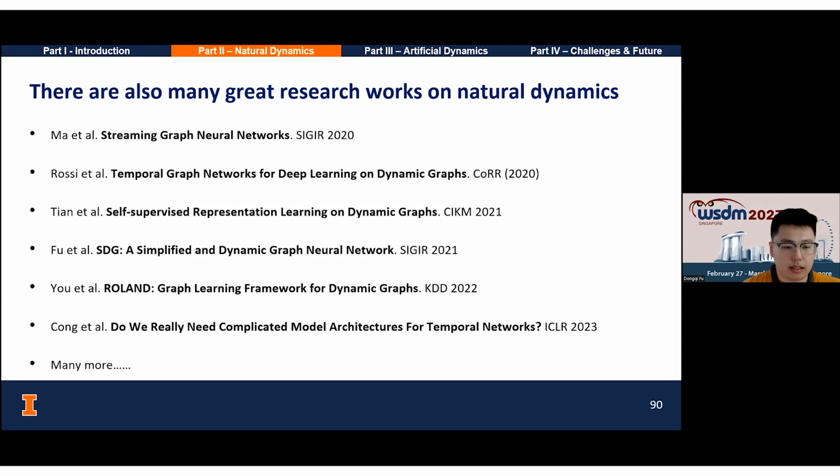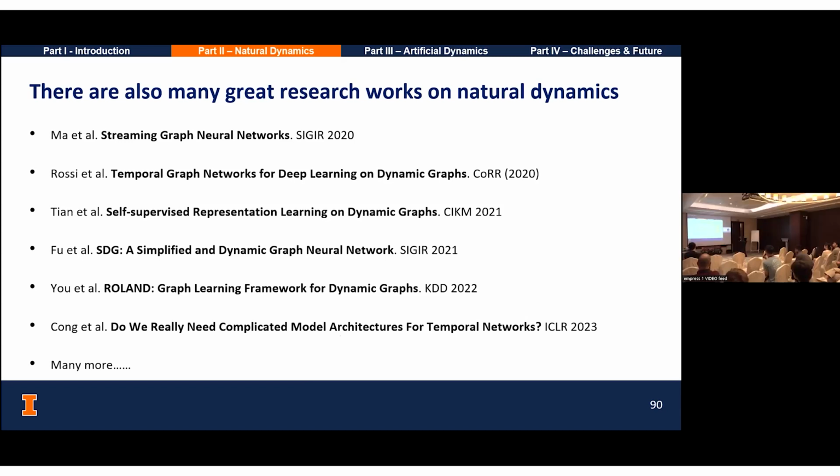So which one is the state-of-the-art approach for time series analysis within temporal networks? Yeah, thanks for answering the question.